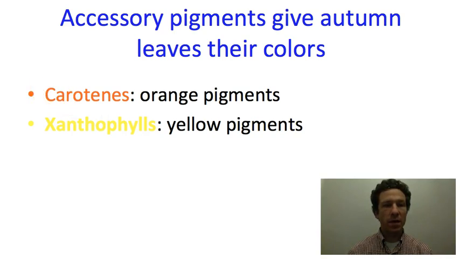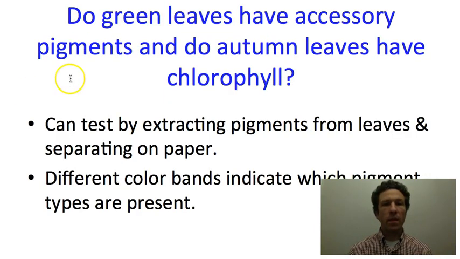The second explanation for why leaves change color in the autumn is that the plants actually make xanthophylls and carotenes in the autumn for some reason. So these are both possibilities, and it turns out that we can actually test and see which one is happening.